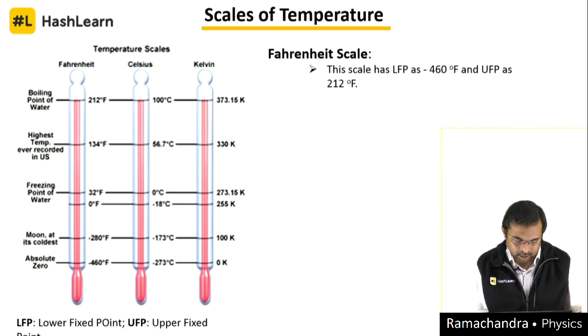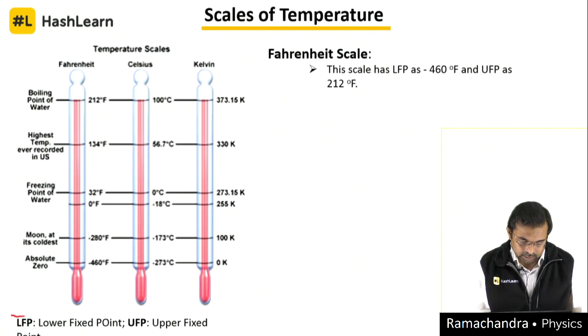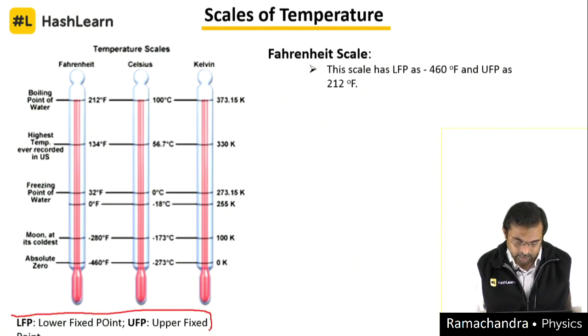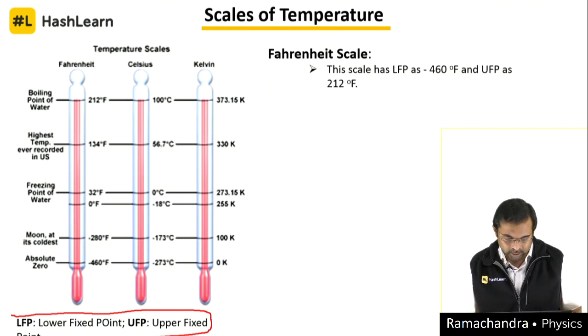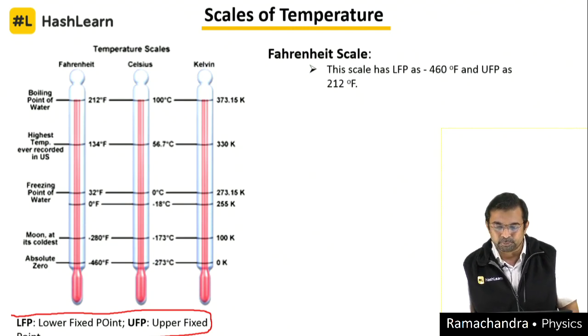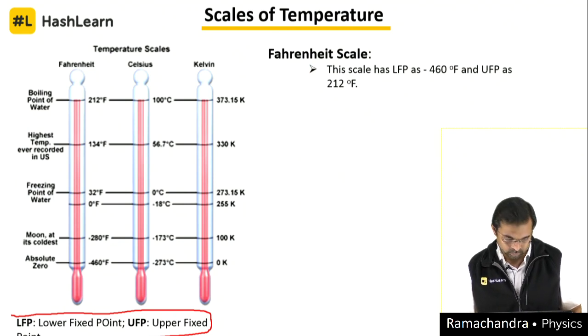I have written here, down there, I am sure you are all observing this one. This LFP and UFP is being written here. LFP is lower fixed point and UFP is upper fixed point. Now this scale, the Fahrenheit scale, has an LFP of -460 and a UFP of 212.